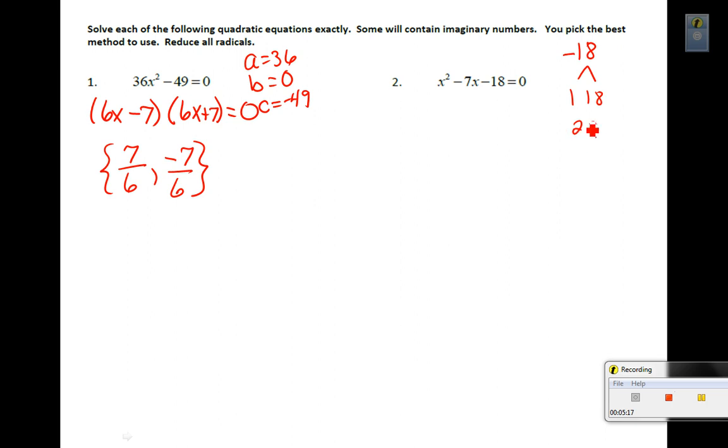Well, in this case, 2 and 9. So I'm going to think of this as x minus 9 and x plus 2 equals 0. So my two answers are 9 and negative 2. So that's what we want to look for first.